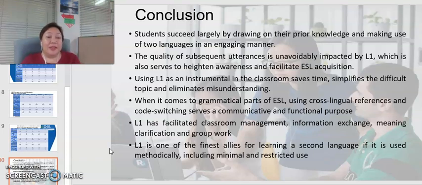When it comes to grammatical parts of ESL, using cross-lingual references and code switching serves a communicative and functional purpose. L1 has facilitated classroom management, information exchange, meaning clarification, and group work. And L1 is one of the finest allies for learning a second language if it is used methodically, including minimal and restrictive use.